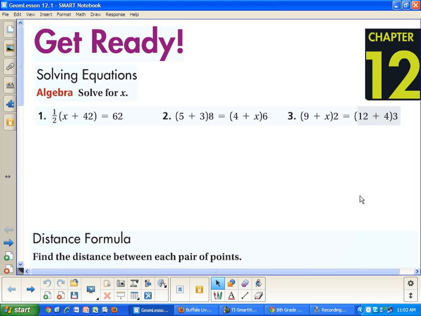Hey students, this is lesson 12.1. We're going to learn about tangent lines. We're going to use the properties of a tangent to a circle. This is a different tangent than the trig tangent, just so you know that.